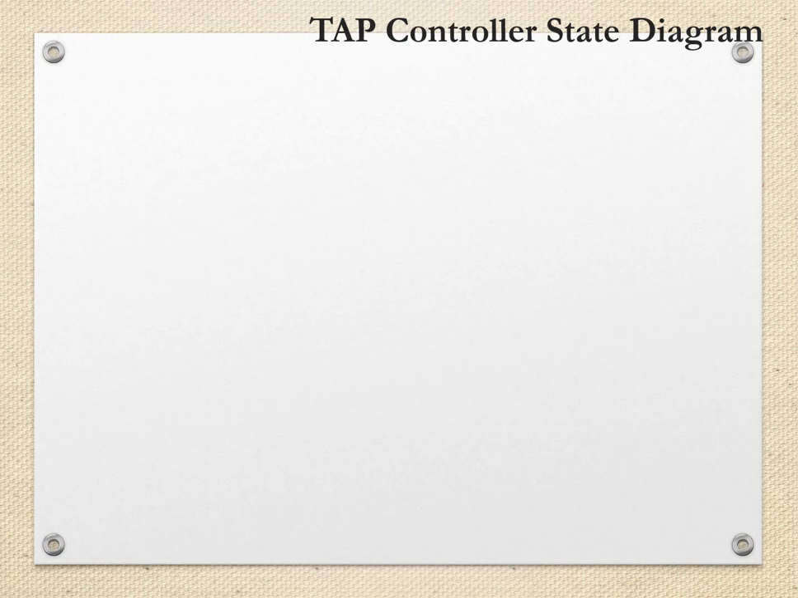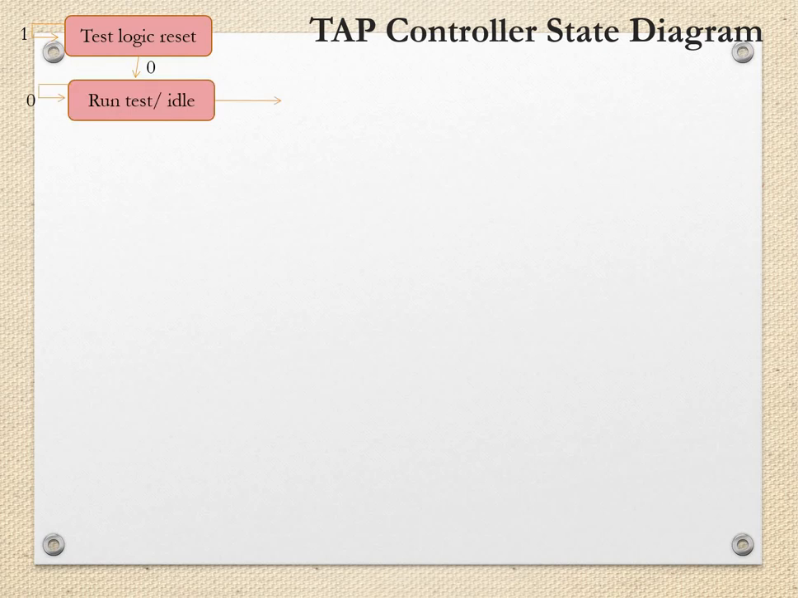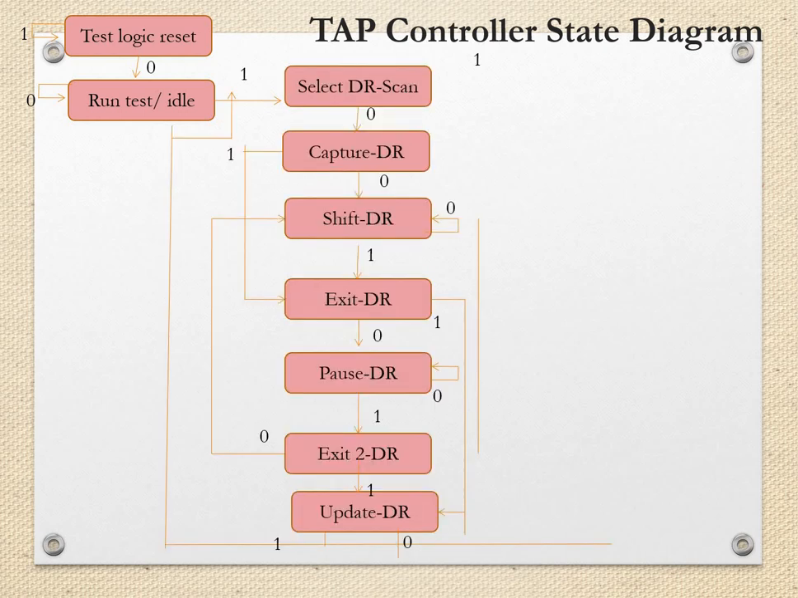So the first state is the test logic reset. So whether you want to go for testing or you want to perform the normal operation. If the data at TDI is 1, then remain in the same state. If 0 comes, then go to run test idle, or remain idle. If 0 comes, remain in the same state. If 1 comes, then go to the next part of the TAP controller.